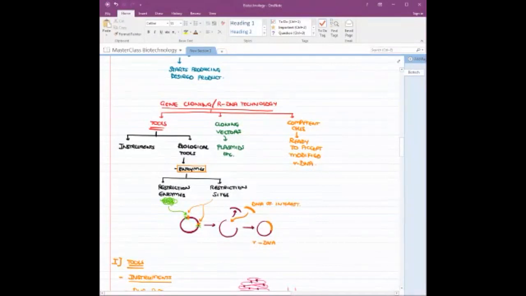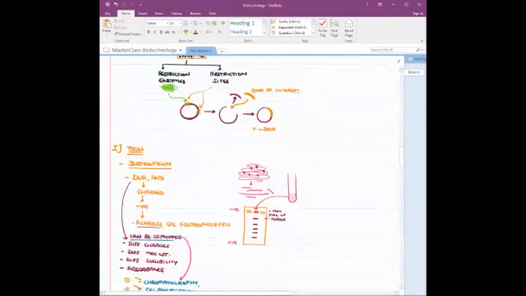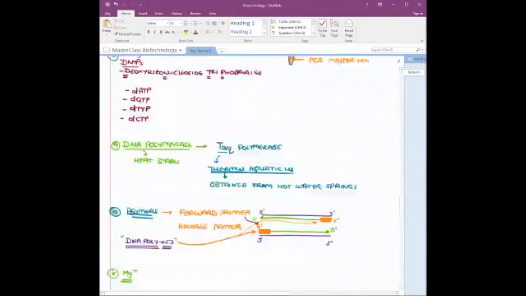Okay, so guys, once again, in biological tools, what have we talked about? We said we need to know what are restriction enzymes and what are restriction sites. Once again, the restriction enzymes are what? These are nothing but the enzymes which cut the DNA at certain specific points. What are these specific points called? These specific points are called restriction sites. That is what we need to know.